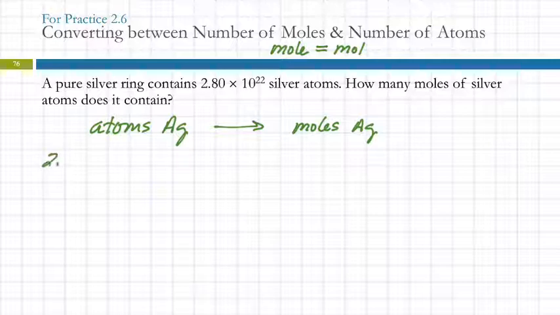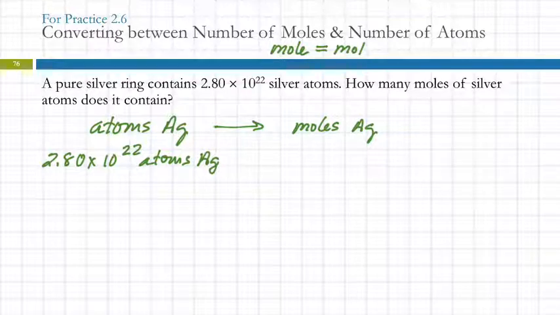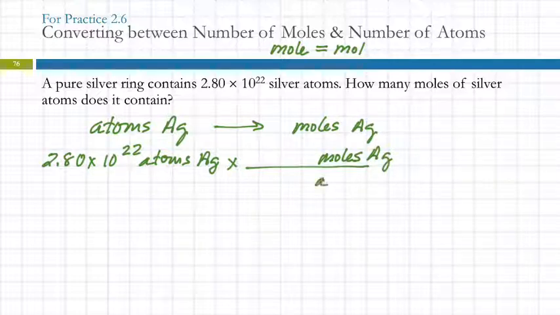So we're starting out with 2.80 times 10 to the 22 atoms of silver. I have 1 arrow, so I only need 1 conversion factor. I'm going to put the units in first and then the numbers. So I want to put moles of silver on top and atoms of silver on the bottom.